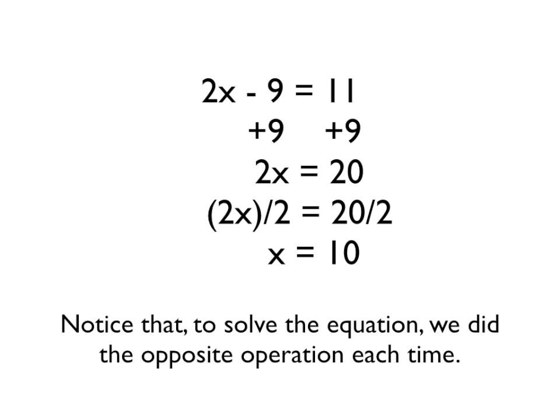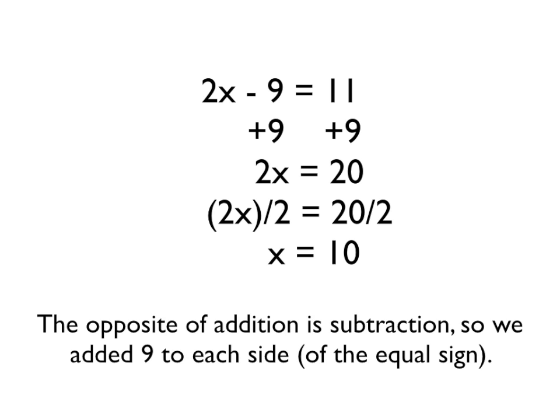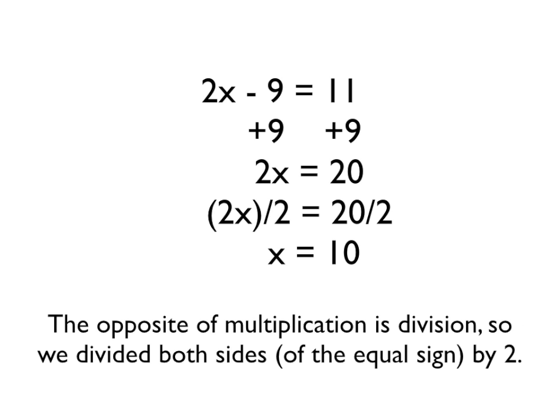So we have the whole thing written down here. Now I want you to notice that when we solved the equation, we did the opposite operation each time. Look how we added 9. Because we're trying to get the x stuff alone, and we got minus 9, so we undo that by adding 9. We do the opposite. We add 9 to each side. Or here, in the next step, we divide by 2, because we have 2 times x, so we take half of that to get 1x.